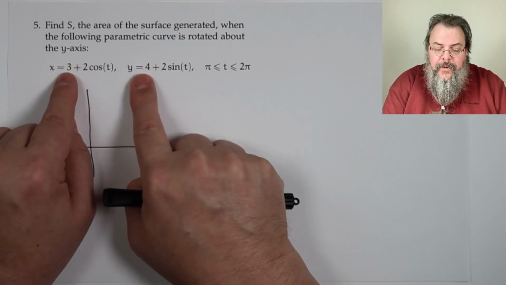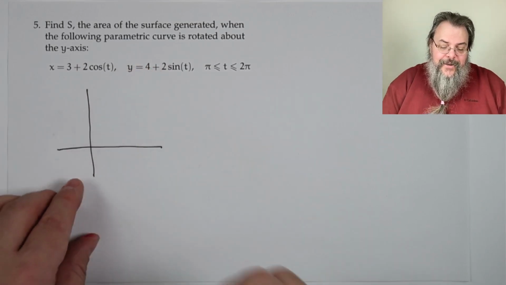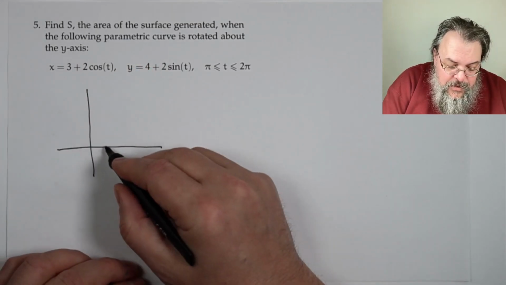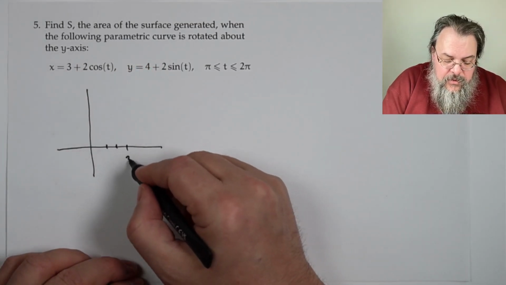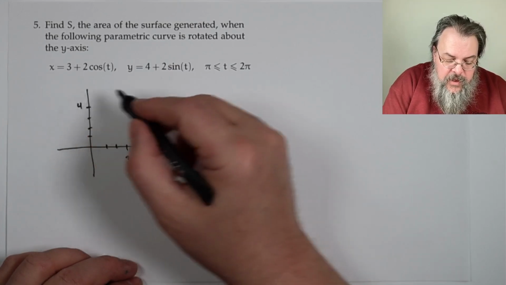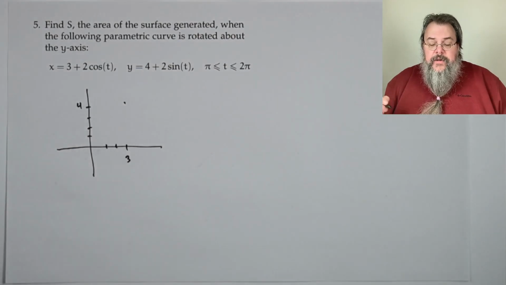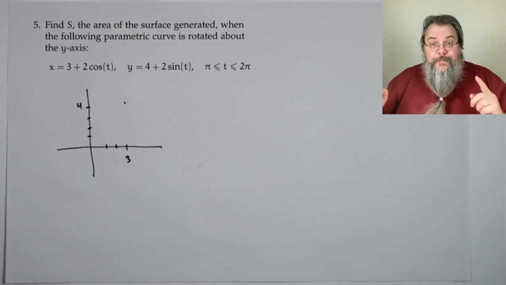Well, what does the 3 and the 4 do? Shifts it. Okay, so what's happening is we're going to move. Let's say this is 3 in the x. Here's 4 in the y. And so there's a center here. And we're going to take a circle.